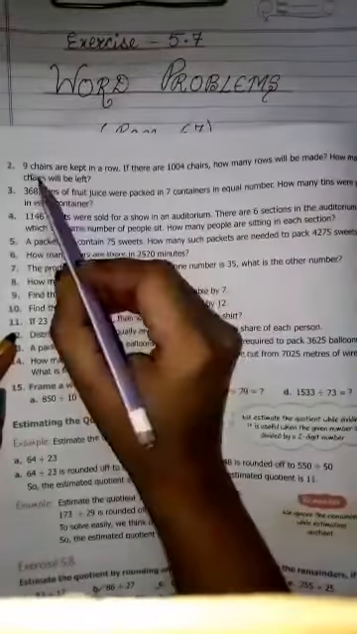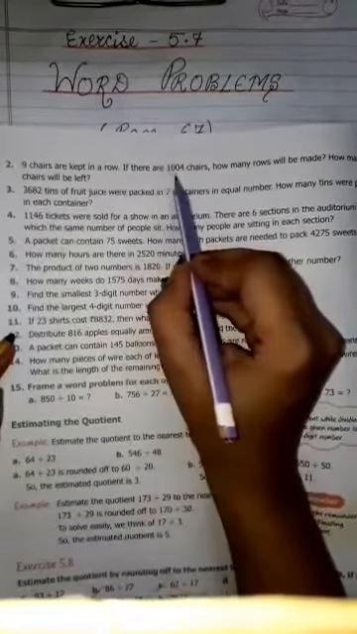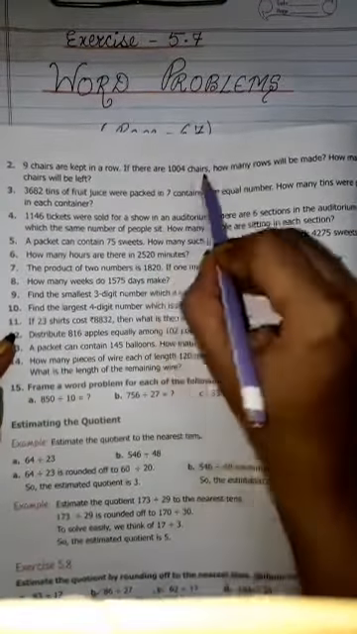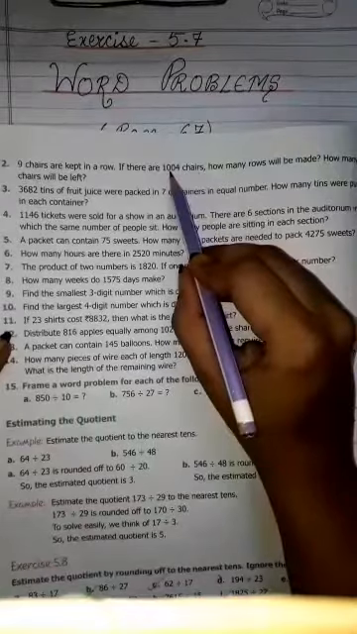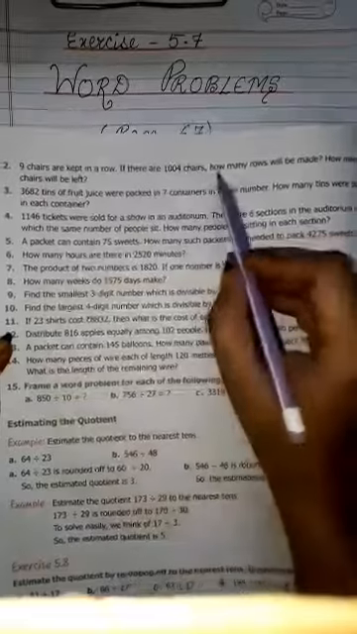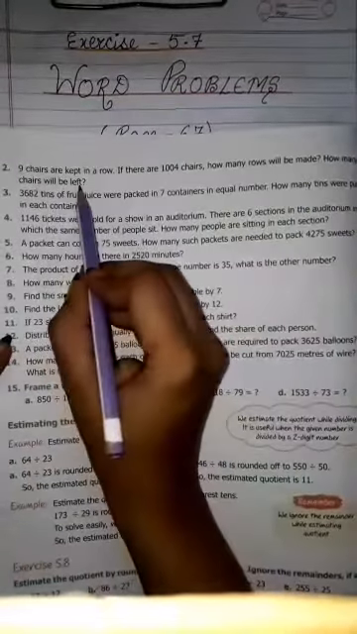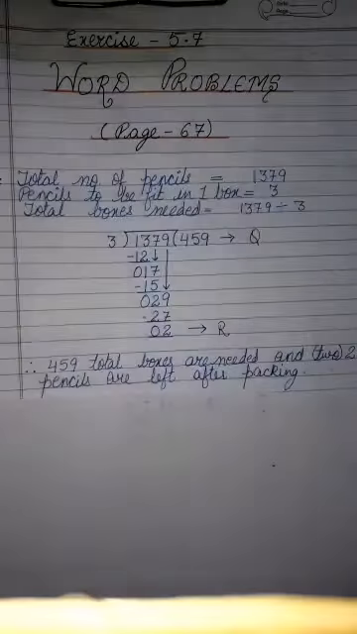Now, children, see the next question. 9 chairs are kept in a row. If there are 1004 chairs, the total number of chairs is this, and they are kept in rows. In each row there are 9 chairs arranged. How many rows will be made and how many chairs will be left? So in the same way we will be doing division. See the solution.